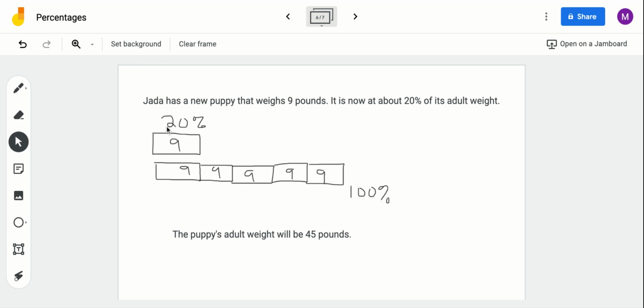So we started with 20%, 9 pounds. We increased that to show what 100% would be. We filled in our 9 pounds for each of those and then found out what that total is.